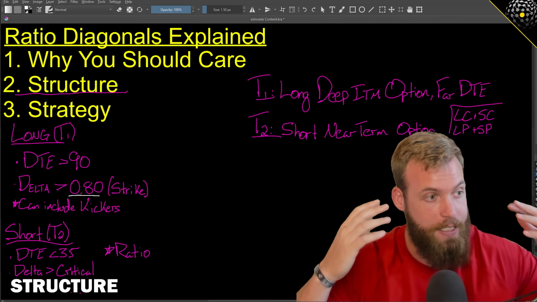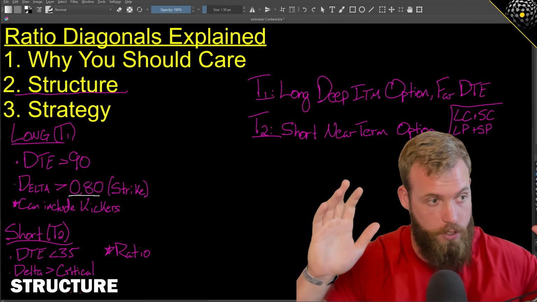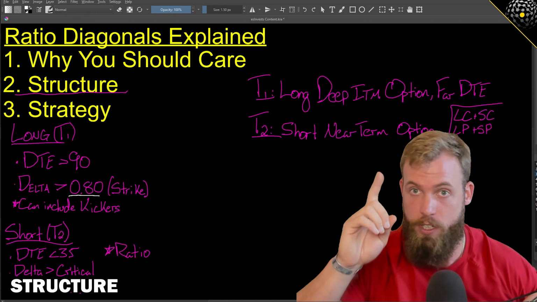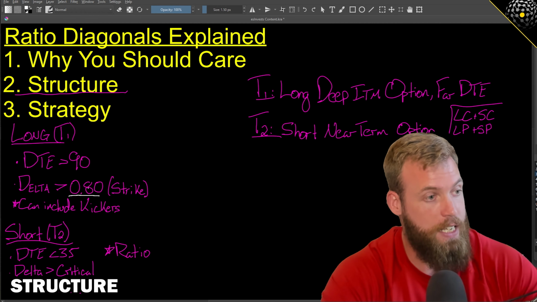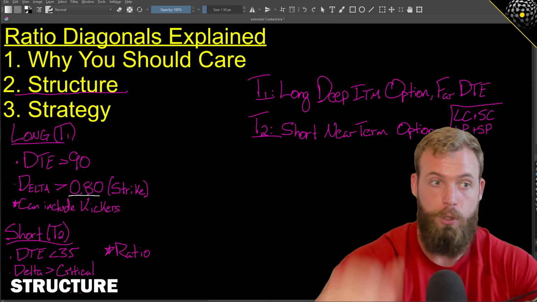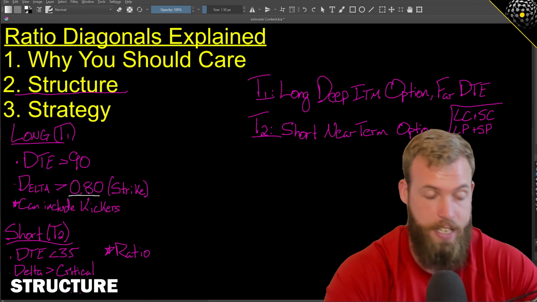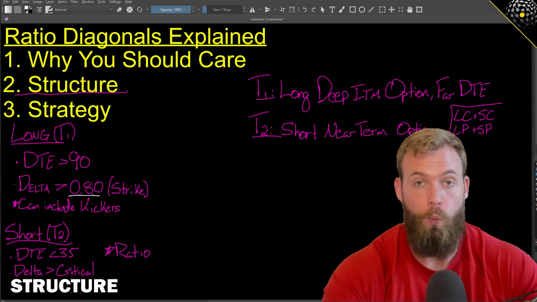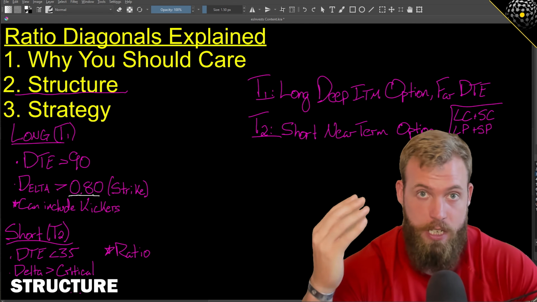For those that don't remember, delta, everything else, ceteris paribus, everything else remaining the same, tells us how much the premium of an option is going to move for every $1 move in the underlying. So if we have something with an 80 delta, that means for every $1 move in the underlying, we're going to see 80 cents of that. Again, everything else remaining the same. The point being is by going further in the money, we essentially create a stock replacement.